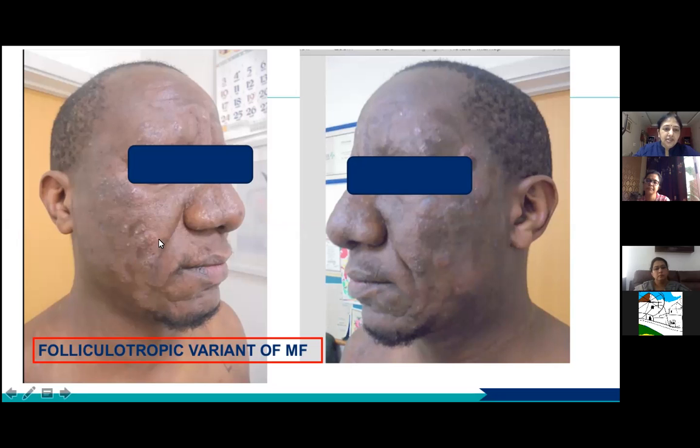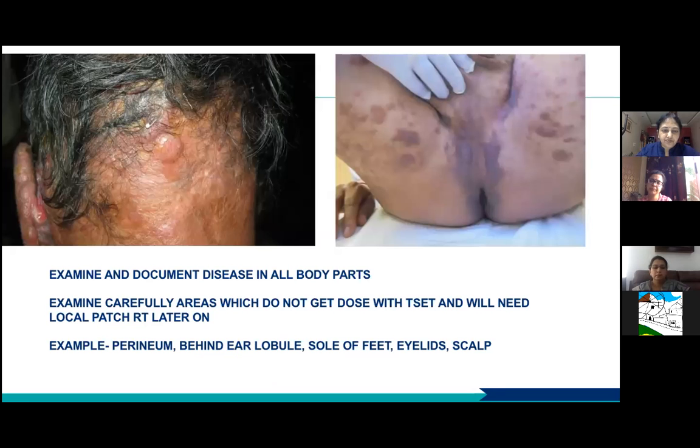Now, this is another gentleman. Look at his lesion. You know, these lesions, they look like something like acne. They look like infected acne. Look at it here. His biopsy was mycosis fungoides. This, in my mind, is a folliculotropic variant of mycosis fungoides. So, the more you treat these patients, the more you see them, you learn to identify these rare subtypes also.